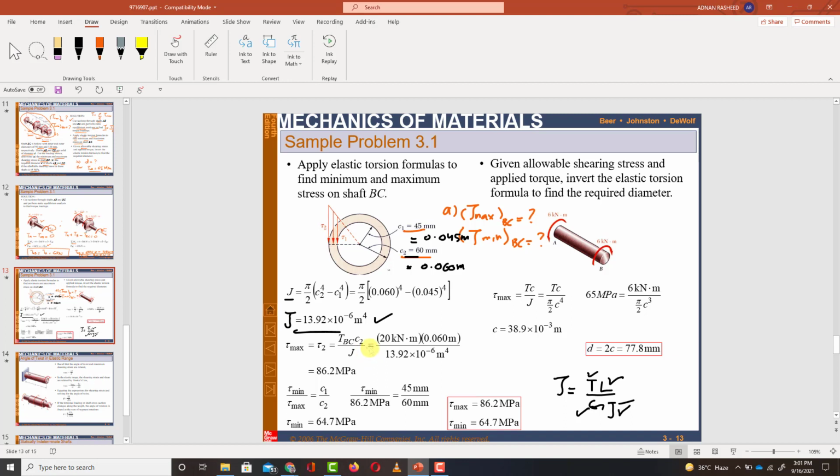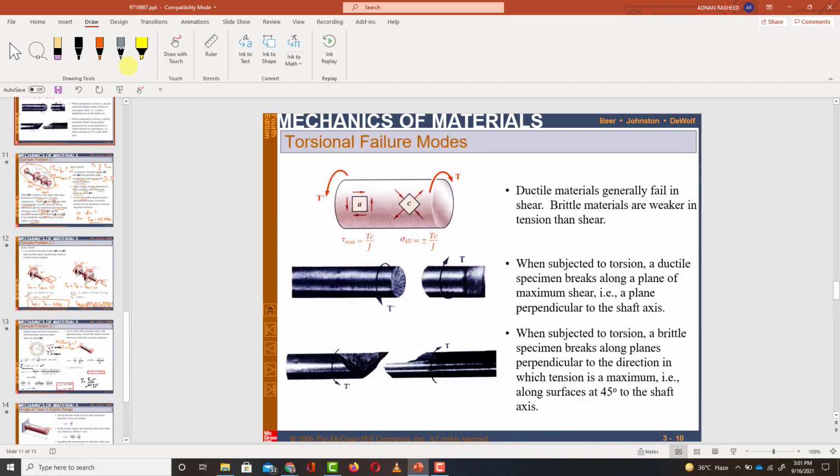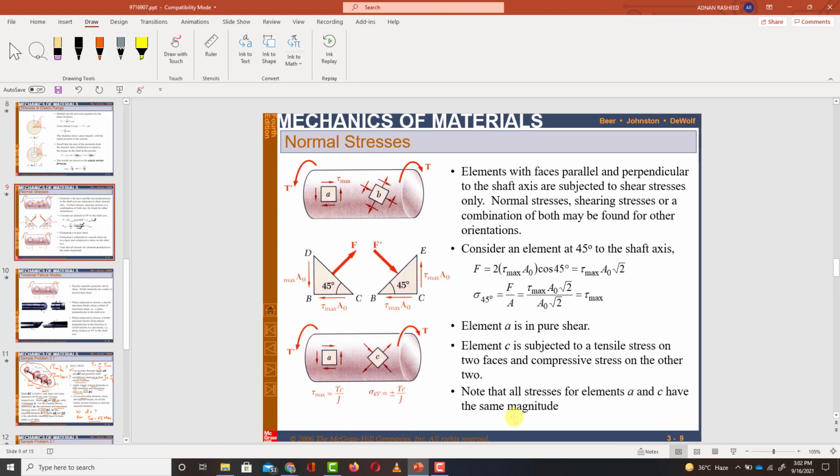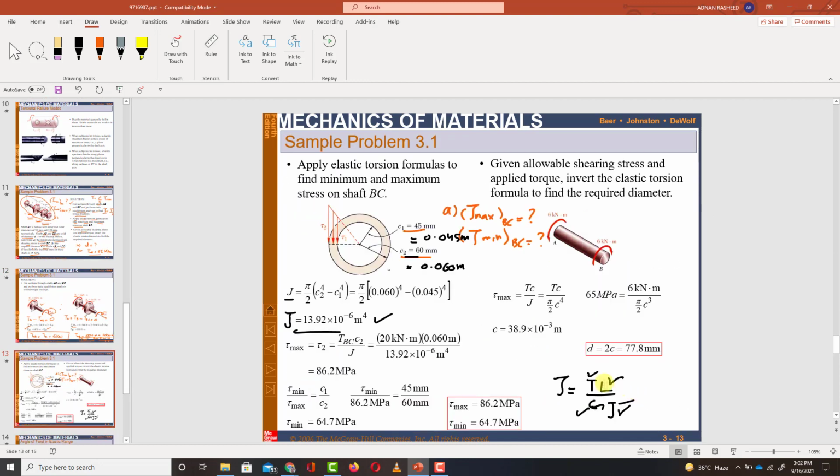Okay, sorry, I have made a mistake. I have to see what the mistake is. This tau max is actually TC over J. Okay? Not TL. Torque is equal to TC over J. You people are also sleeping. TC over J. So now we have calculated J.